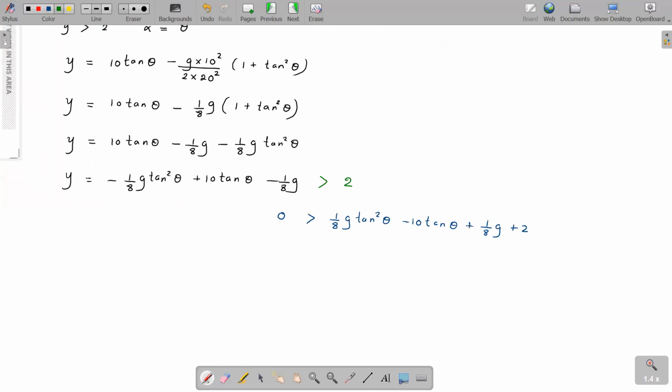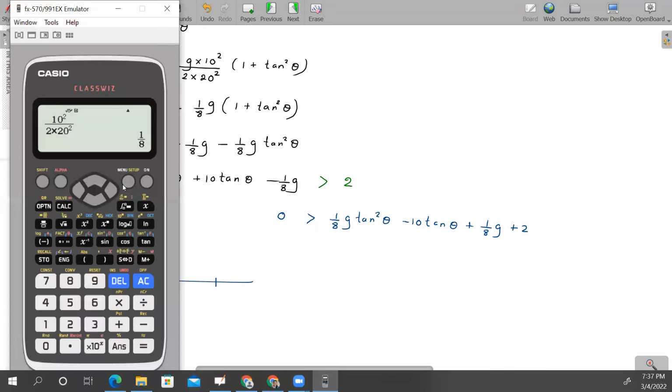This is actually a quadratic minimum graph. Do you agree with me? Tan square is like x square, 1 over 8g is positive, so your A value is positive here. Do you notice? So it's a quadratic minimum graph, and what do we need? We need the set of theta values where this expression is less than 0. Obviously I'm going to get two roots here. What are the two roots? Let's get the two roots.